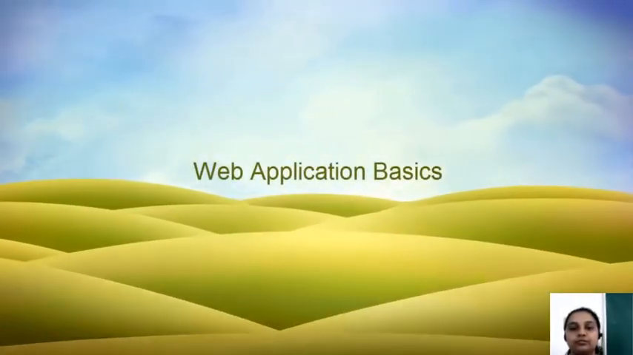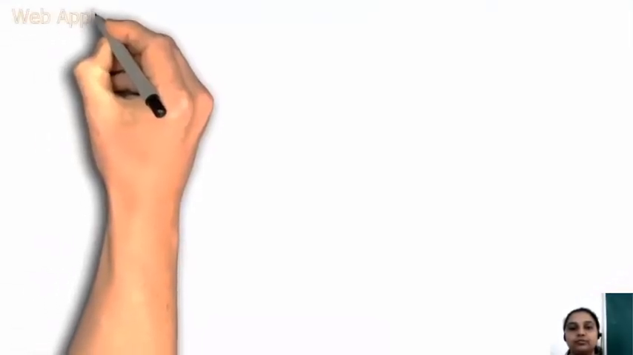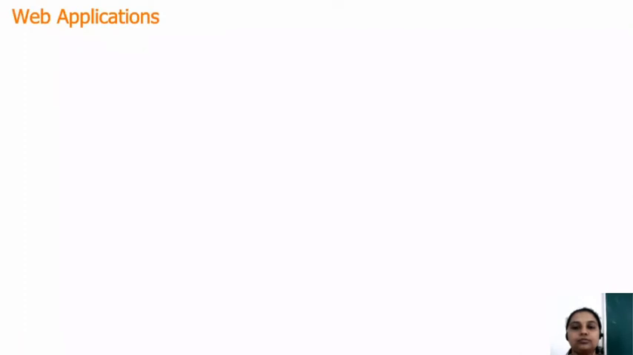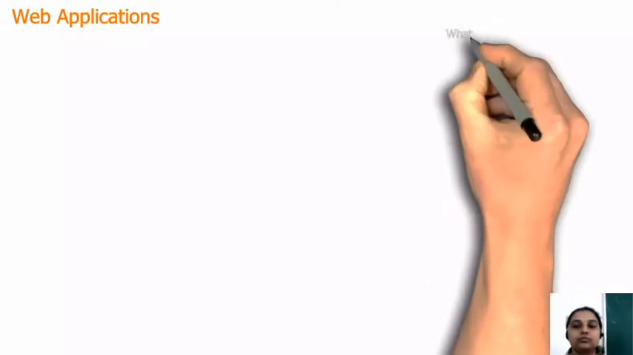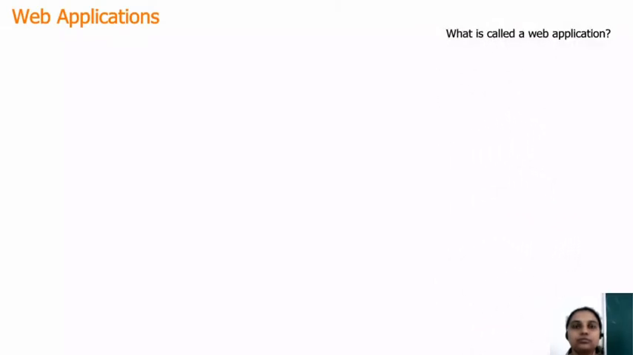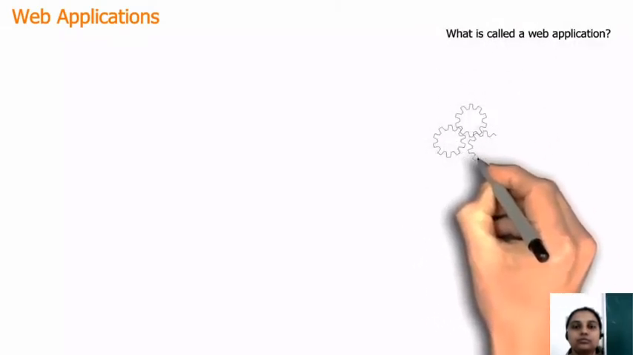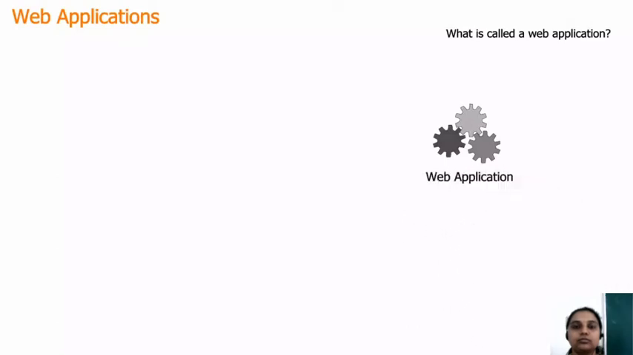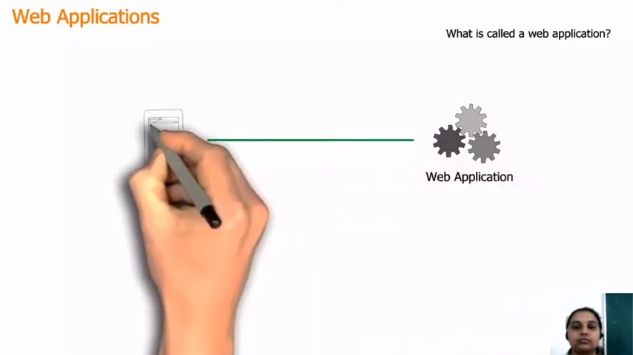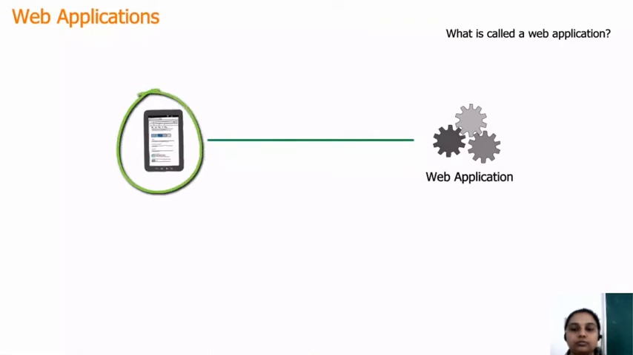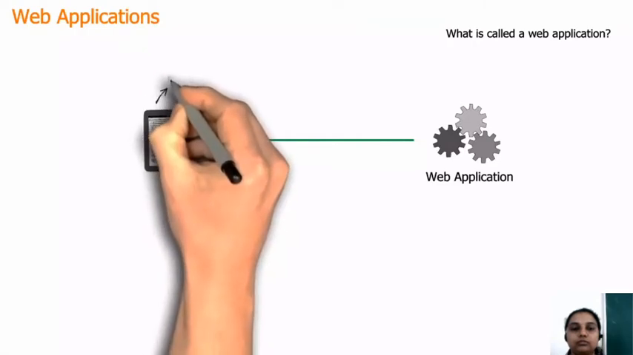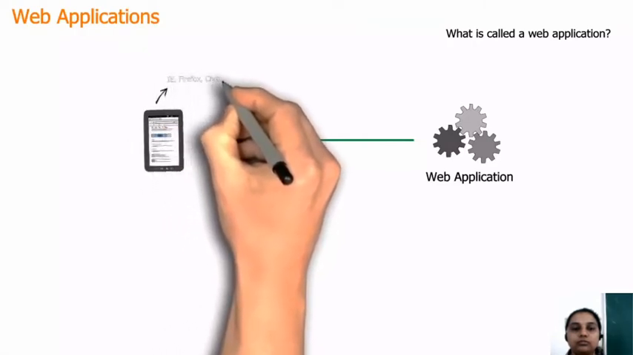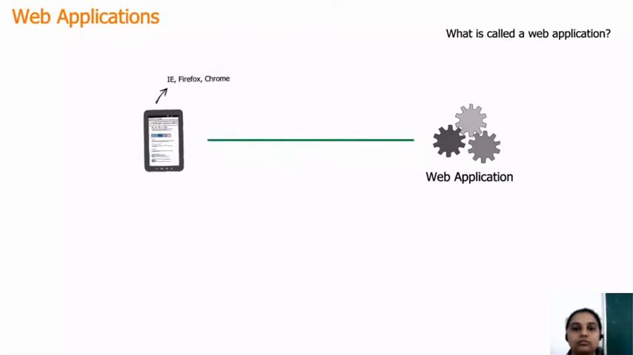So in this video, we are going to look at the basics of web applications, or how web applications work. First of all, let's understand what's called a web application. A web application is a piece of software which can be accessed from a browser. And you know what's called a browser? A browser is an application that you use for browsing the internet. The examples are IE, Firefox, Google Chrome or Safari. You all know about that.